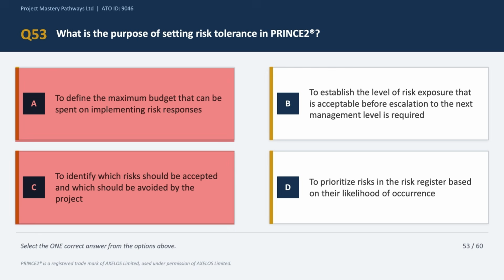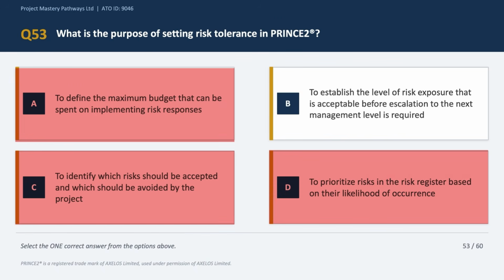Let's look at option D, which says to prioritize risks based on likelihood. Prioritization of risks uses probability and impact assessment, right? Now, risk tolerance is quite different from this. So that's why option D is also quite extraneous and we can eliminate it straight away.